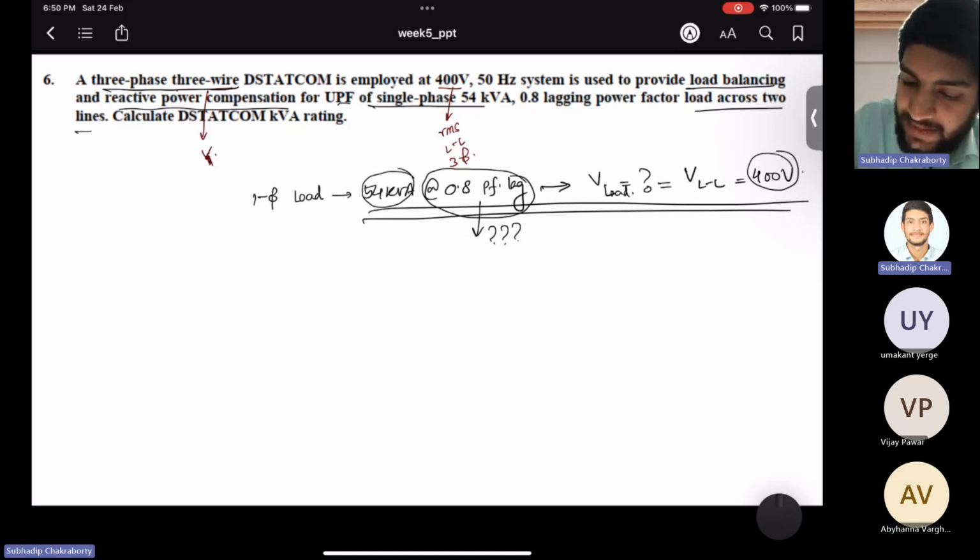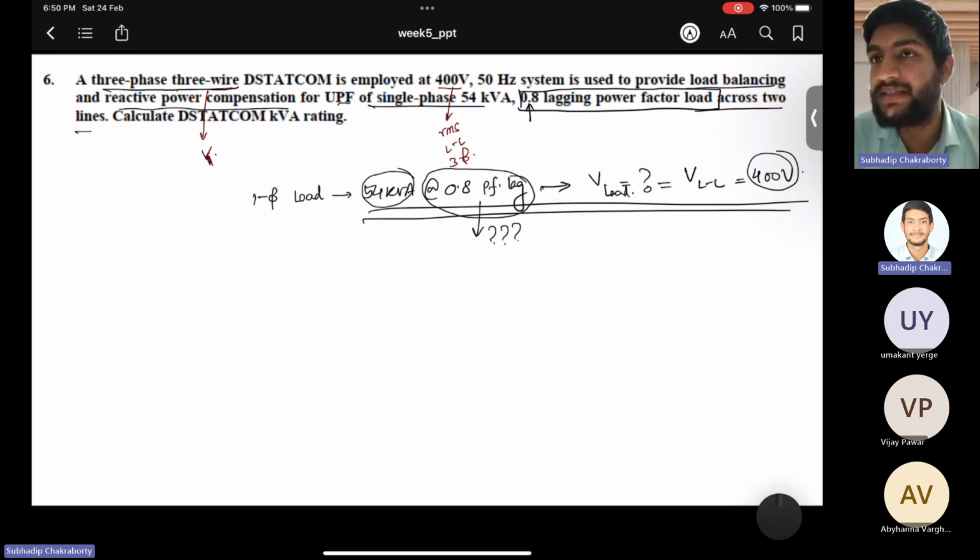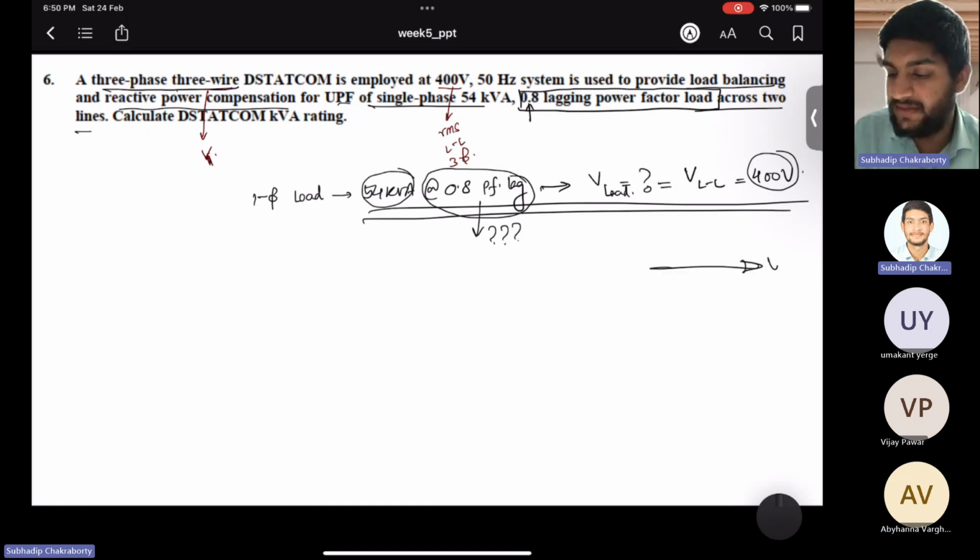Inductive load, correct? And what is this power factor, supply side or load side? Load side. So what it is actually implying is that if you have some voltage across the load, which I assume to be at zero phase, then the current will lag, that you can infer from here. And how much lag will it be? Just this angle theta, where theta is nothing but cos inverse of 0.8.